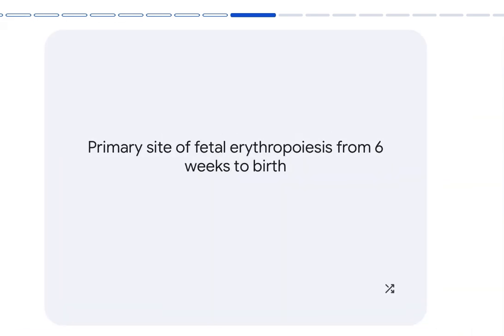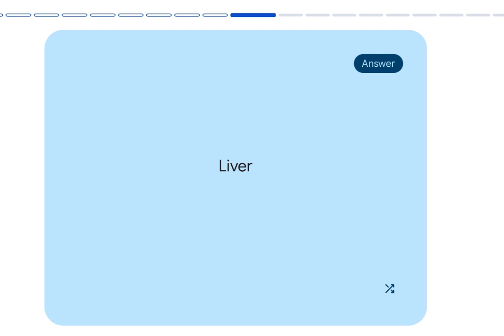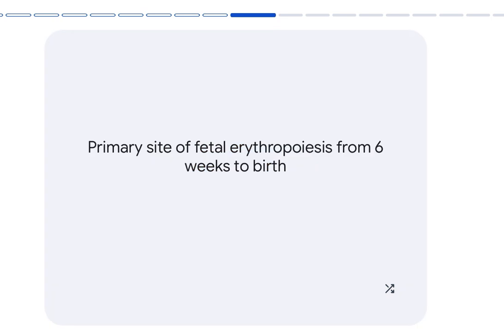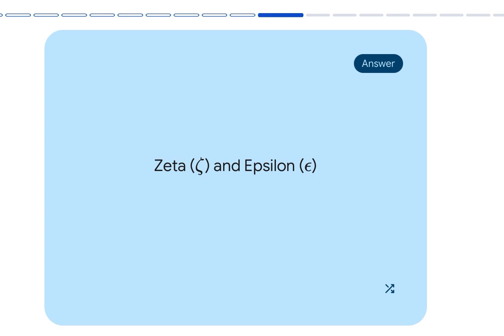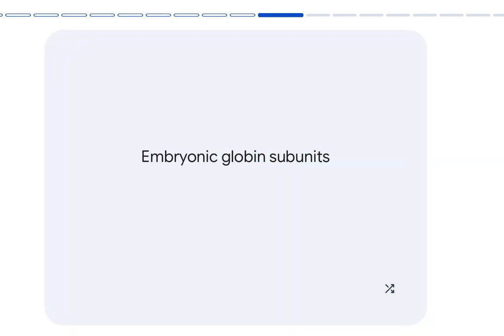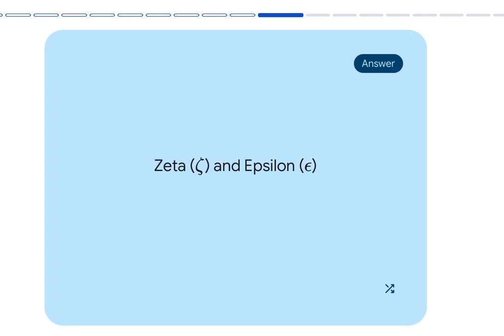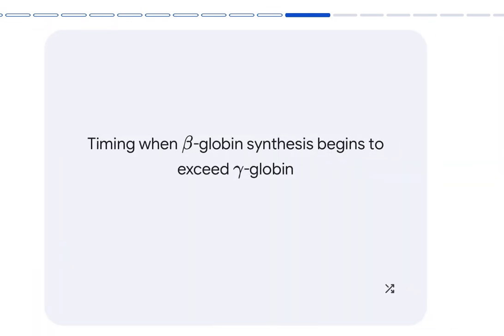Primary site of fetal erythropoiesis from 6 weeks to birth. Where does the RBC production occur from 6 weeks to birth? In the liver. Embryonic globin subunits include zeta and epsilon.